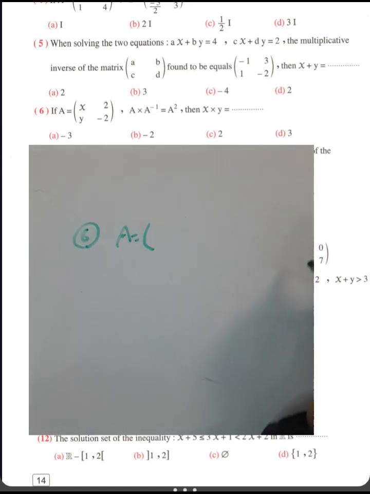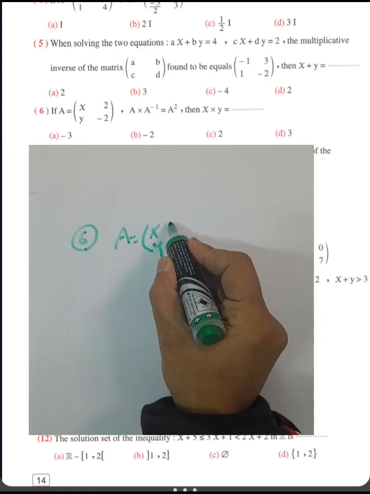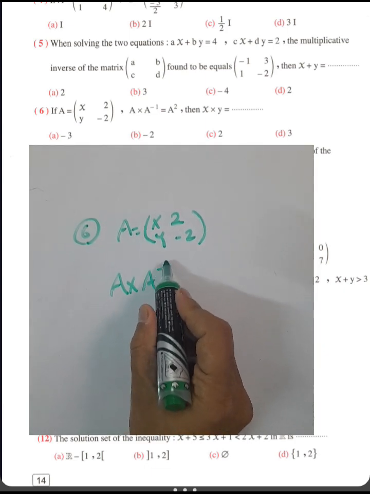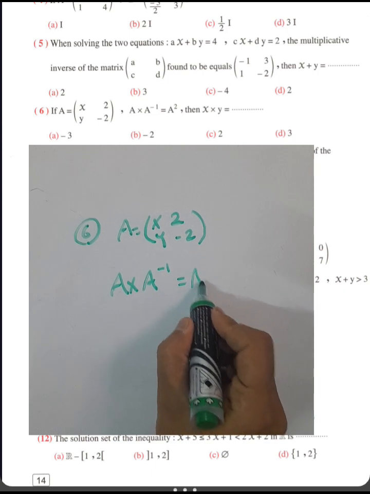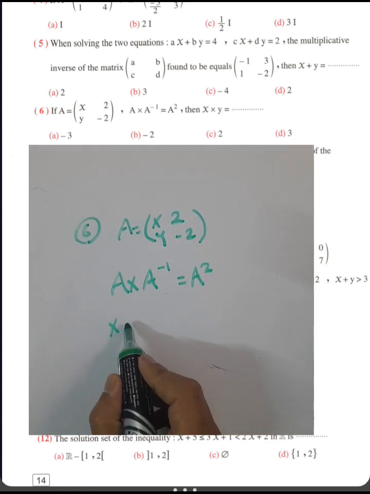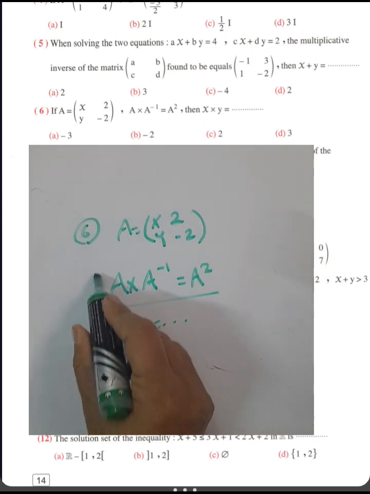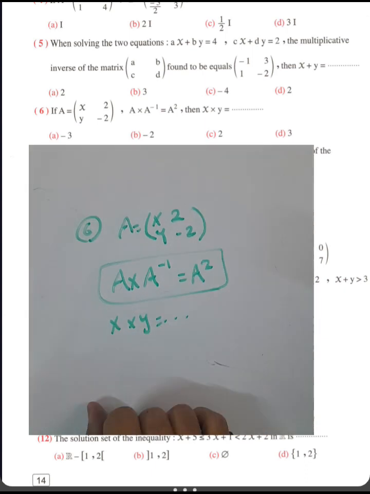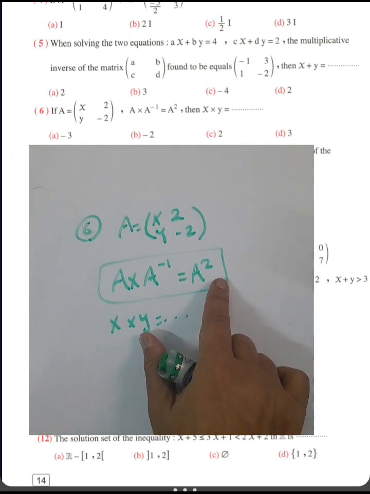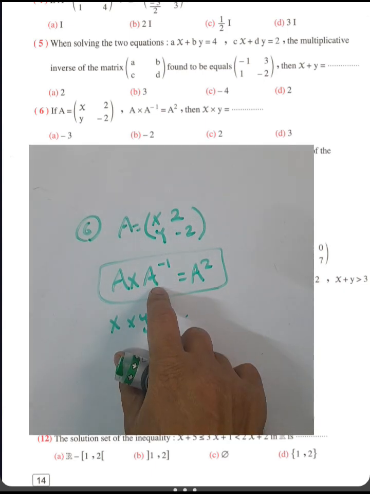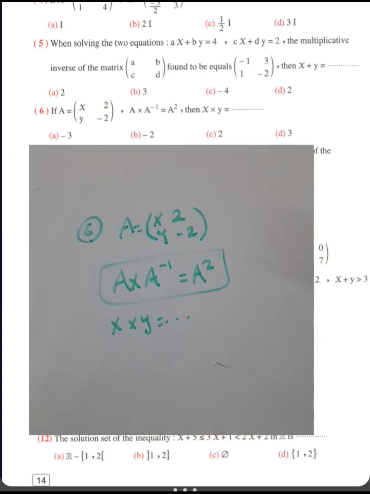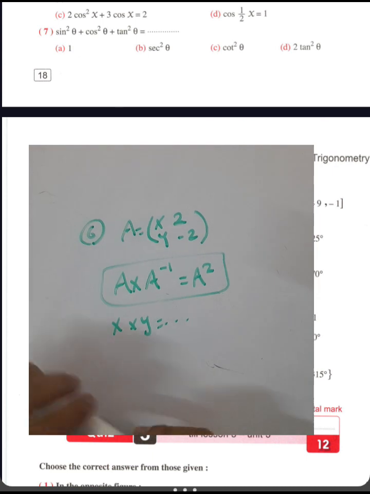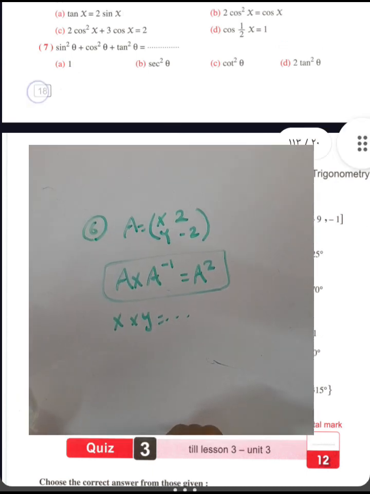If matrix A equals x and y, negative 2 and negative 2, and A multiplied by the inverse of A equals E2, he wants to find x times y. Okay, he gives us A multiplied by the inverse equals E2. What does E2 mean? It means A multiplied by itself. It means the inverse of A will be equal to the result. They are equal. You can write E2 as A times itself.